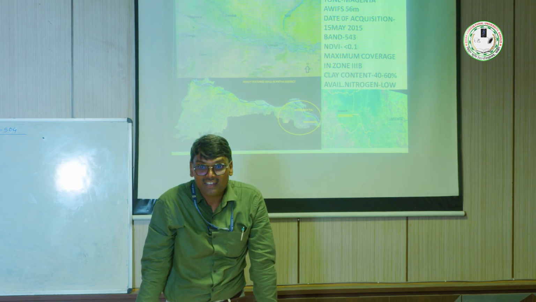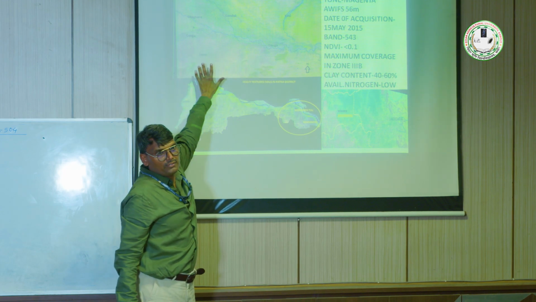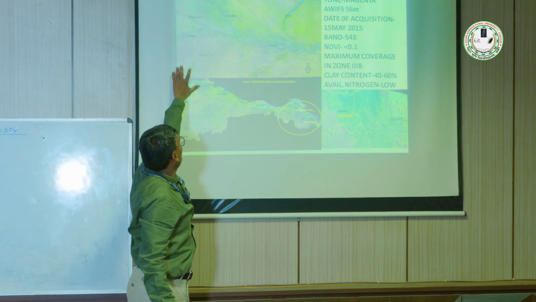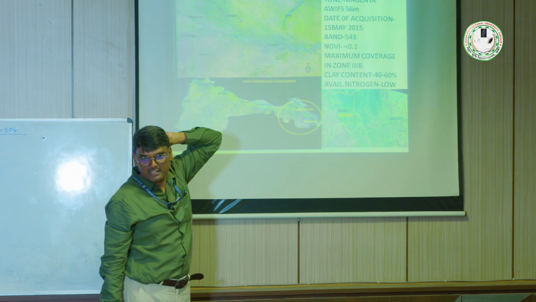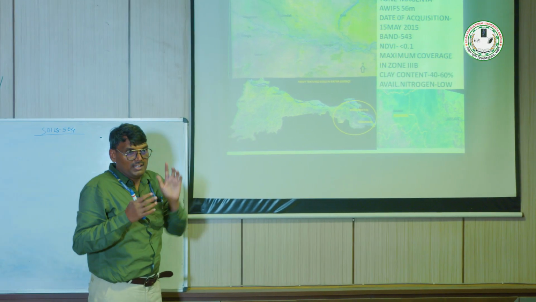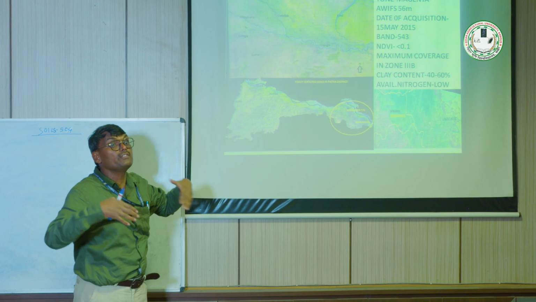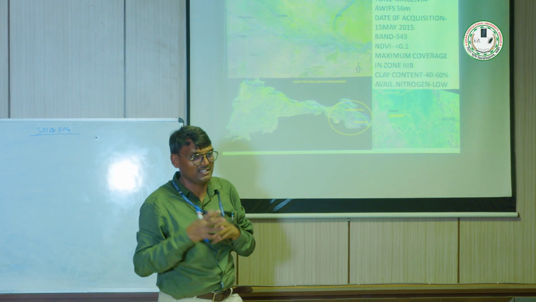What does it mean? Clay nature soils, because there is barren land, fallow land we can say. So, the reflectance of the clay nature soils can be traced or addressed. This is not appropriate, but we can visually interpret it at a glance.